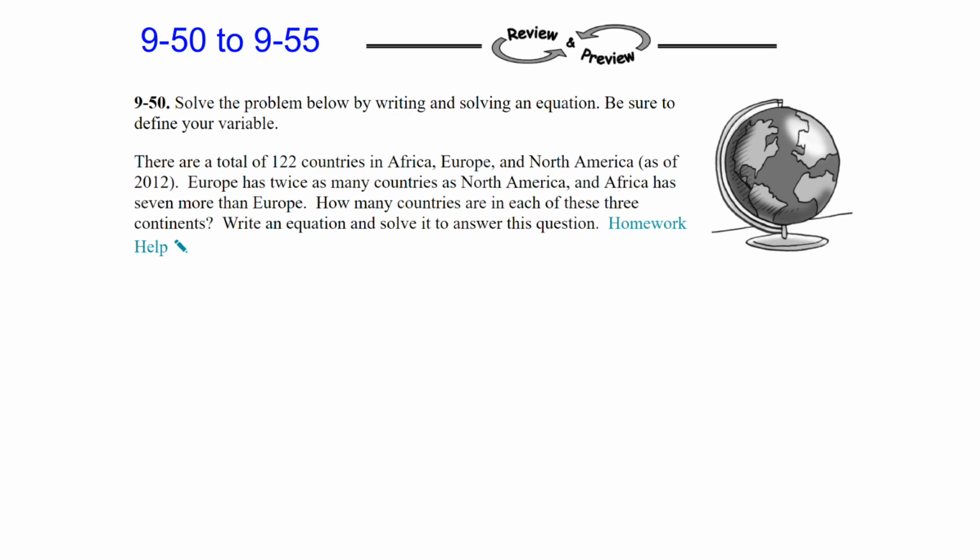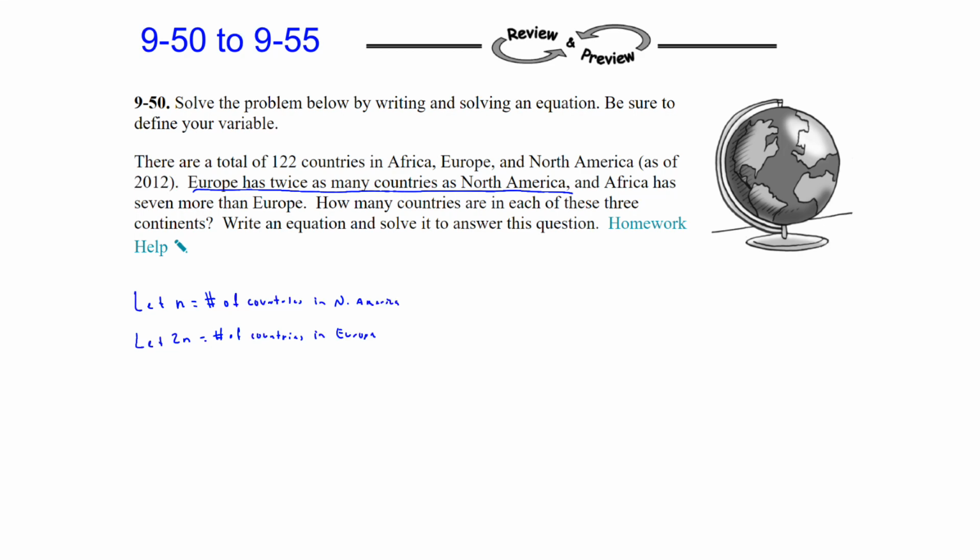All right, so we want to make sure that we define our variables here. We have 3 different continents: Africa, Europe, and North America. Europe has twice as many countries as North America, so let's let N equal the countries in North America. Based on this statement, we know that 2 times N, or 2 times the number of countries in North America, is equal to the number of countries in Europe.